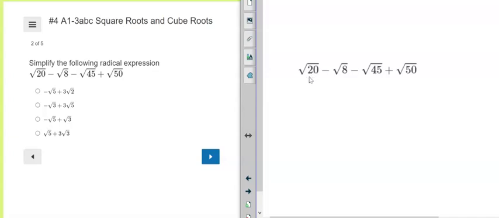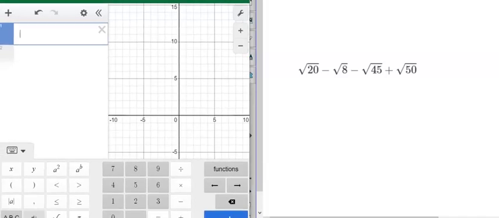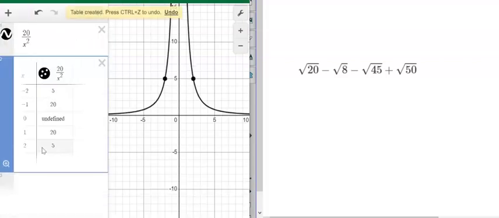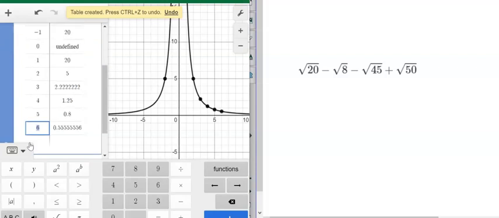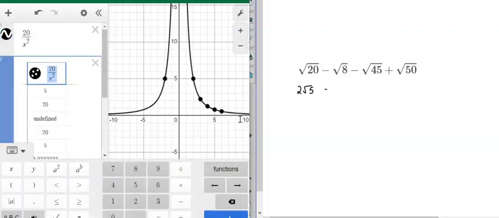For example, this is 4 times 5, and so this would be 2 square root of 5. Or I'm going to go ahead and do this part in Desmos, y'all, because there's so many of them I have to simplify. So I'm going to do here 20 divided by x squared, and then turn this into a table of values, and then just press enter. And so yeah, 2, 5. So this is going to be 2 square root of 5 minus, this will be 2 square root of 2, I think. Let's see.